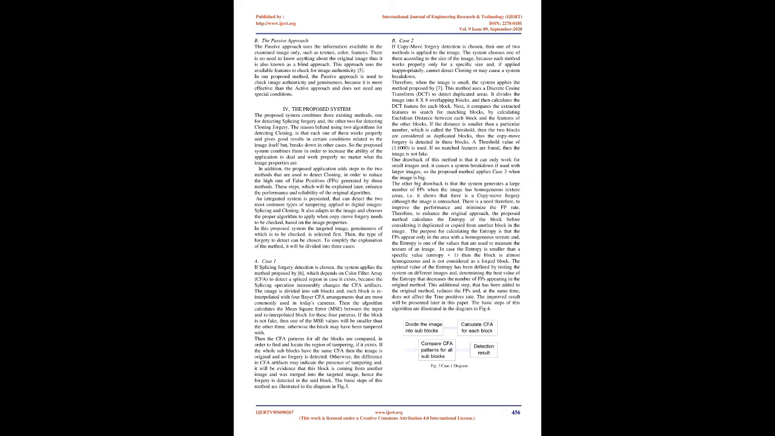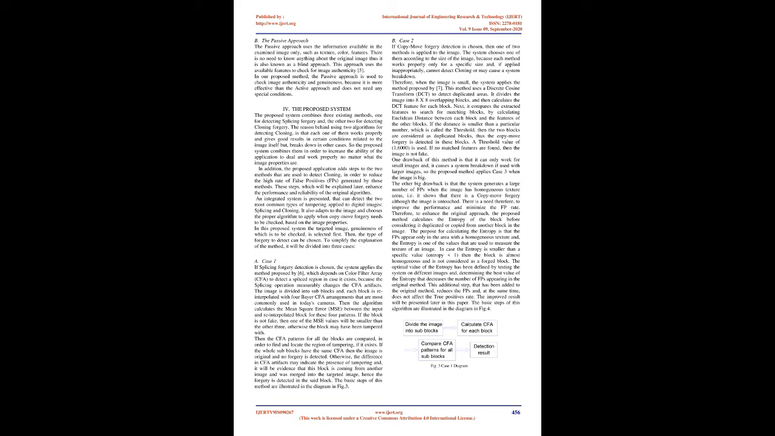4. The proposed system. The proposed system combines three existing methods, one for detecting splicing forgery and the other two for detecting cloning forgery. The reason behind using two algorithms for detecting cloning is that each one of them works properly and gives good results in certain conditions related to the image itself but breaks down in other cases. So the proposed system combines them in order to increase the ability of the application to deal and work properly no matter what the image properties are.